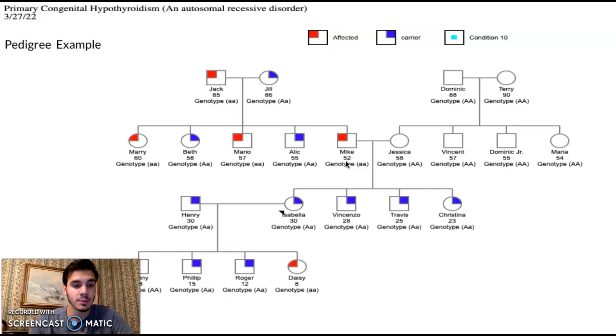So together they have 4 children. One, which is Danny, he's homozygous dominant, so he will not be affected by the disease nor be a carrier. And then they have 2 children, Philip and Roger, who will be carriers for the disease, and Daisy, who will be affected by the disease since she will inherit both recessive genes.